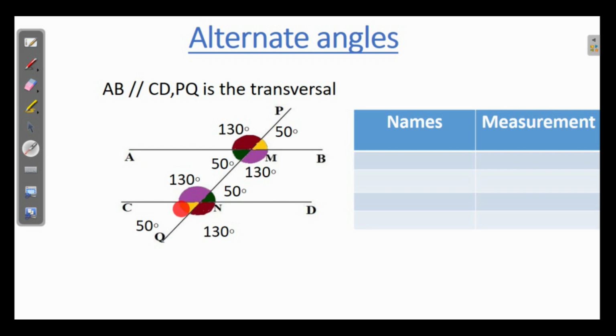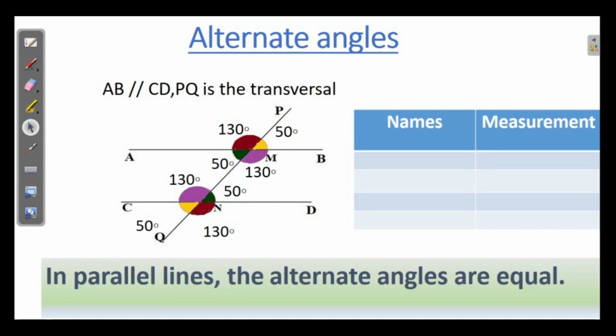Here this one, angle CNQ or angle QNC. Here angle PMB or angle BMP. Anyway, M is the vertex. Now let us write it in parallel lines only. These alternate angles will be equal. So we can write in parallel lines the alternate angles are equal because here the same slope. So the alternate angles are equal.